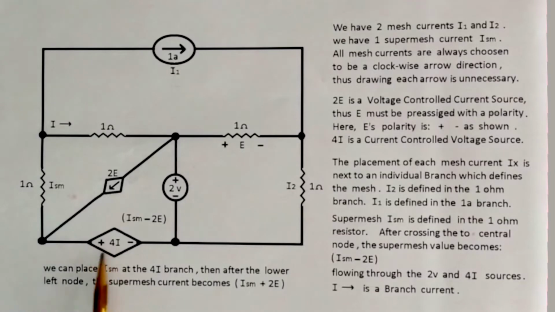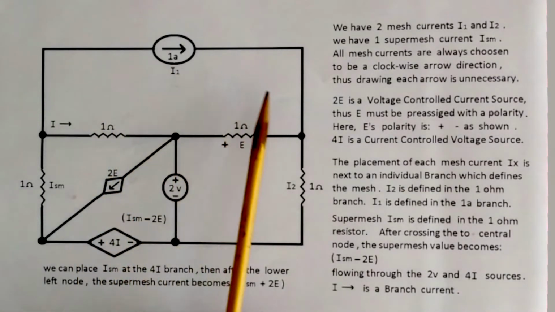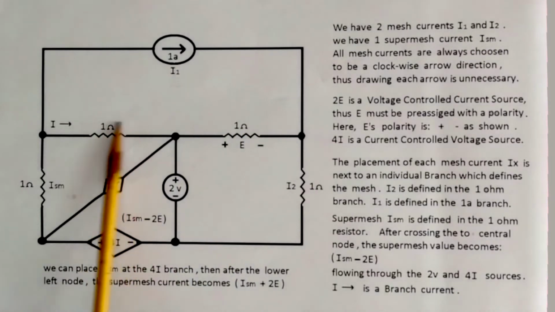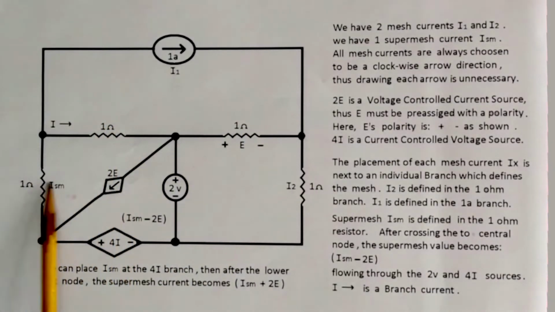The same thing would happen if we had defined the super mesh current in this 4I branch. Obviously we could never define the super mesh in this branch here, because we know I1 mesh is also flowing through I. It's not an isolated branch. So I chose to use the super mesh definition with this branch here.